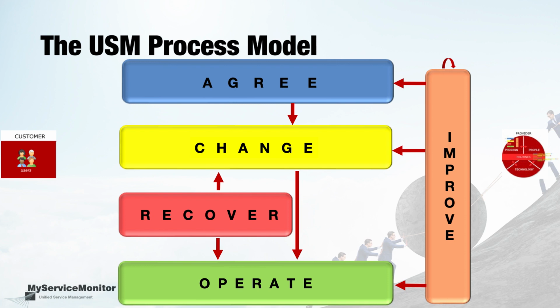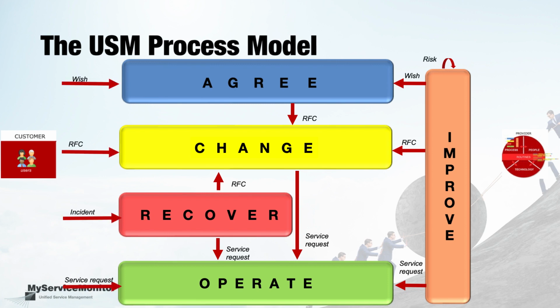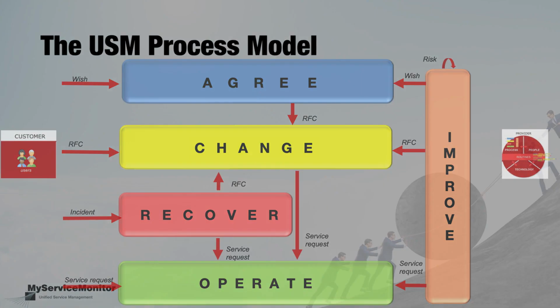You can call the triggers anything you want, really, but USM uses a wish to trigger the agree process, an RFC for a change, an incident for the recover process, and a service request for the operate process. Triggers for the improve process are risks, and these can be either positive opportunities or negative threats. This is the USM process model.